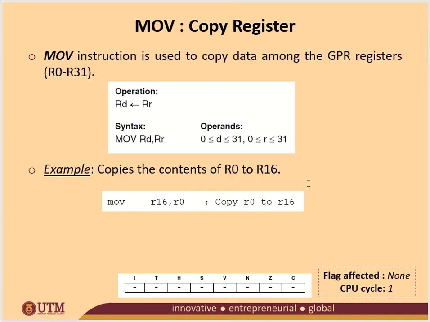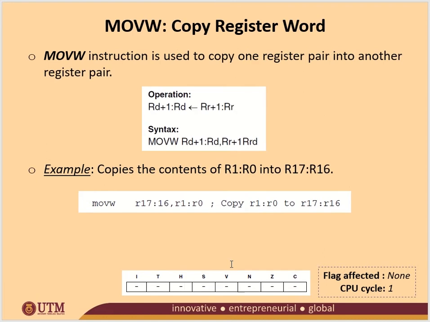Alright, so let's look at the MOV, or copy. The first instruction here is MOV, which is used to copy a register. This instruction is used to copy data in your GPR. You can move from one register to another register by using the MOV instruction. This is the syntax, MOV Rd, Rr, and your operands here: your destination register can be anything from R0 to R31, and your source register Rr can also be from R0 to R31. This is the operation: any value from Rr you copy to your Rd, and the value of Rr remains. And for data movement or memory access instructions, no flags are affected in your status register.